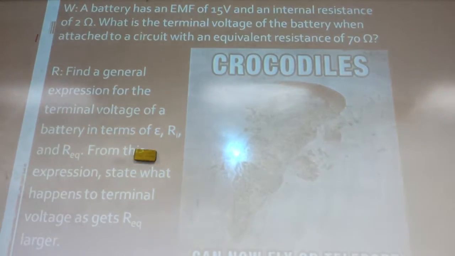Okay, so let's start. A battery has an electromotive force of 15 volts and an internal resistance of 2 ohms.